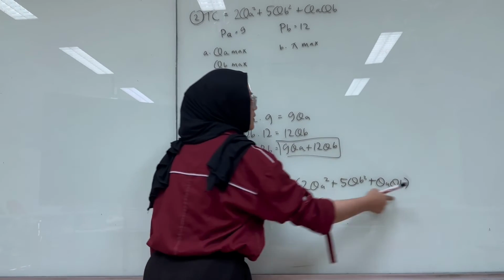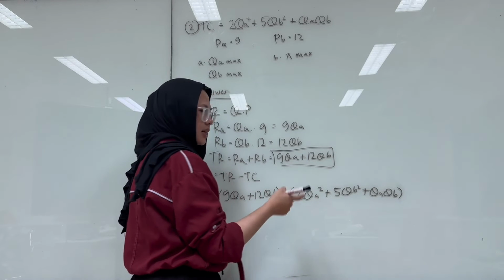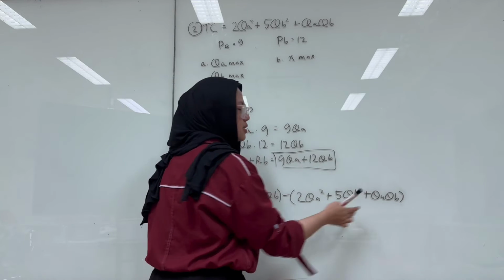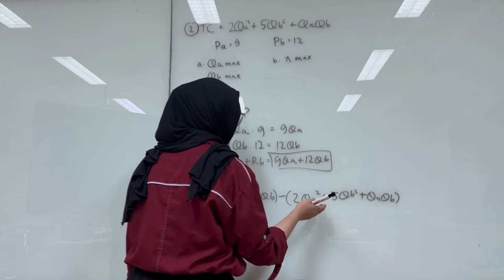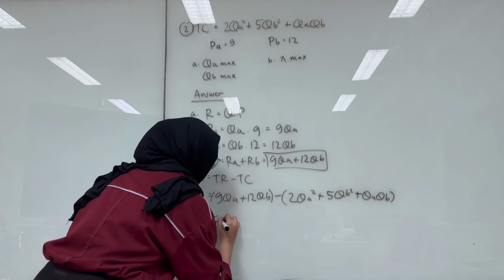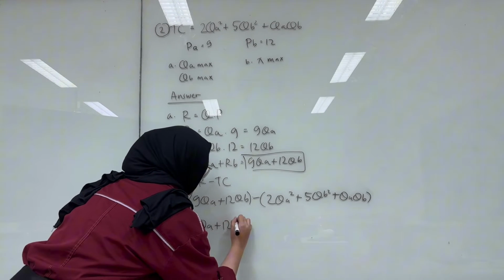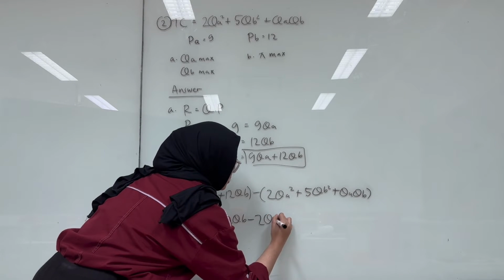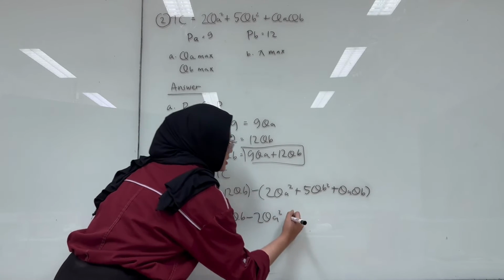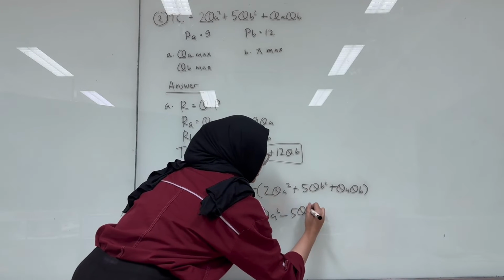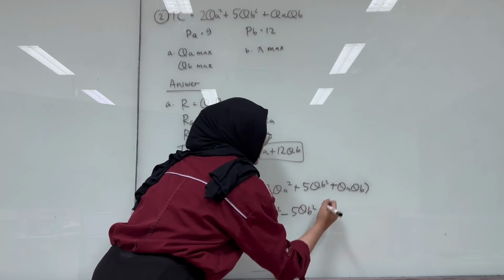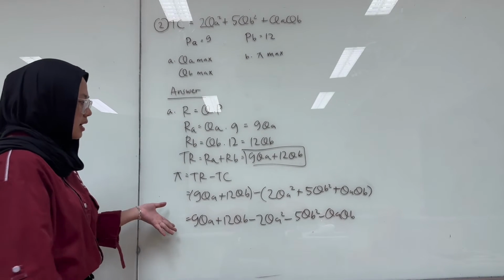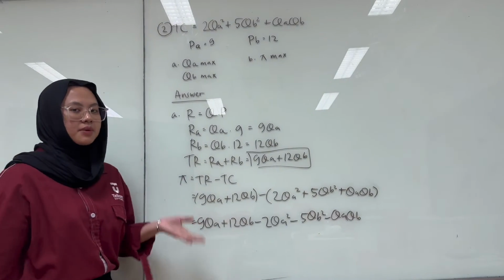Because this function has brackets, we multiply the minus into each number. So we write this down again: 12 QB minus 2 QA to the power of 2, minus 5 QB to the power of 2, and minus QA times QB. So this is the profit function.